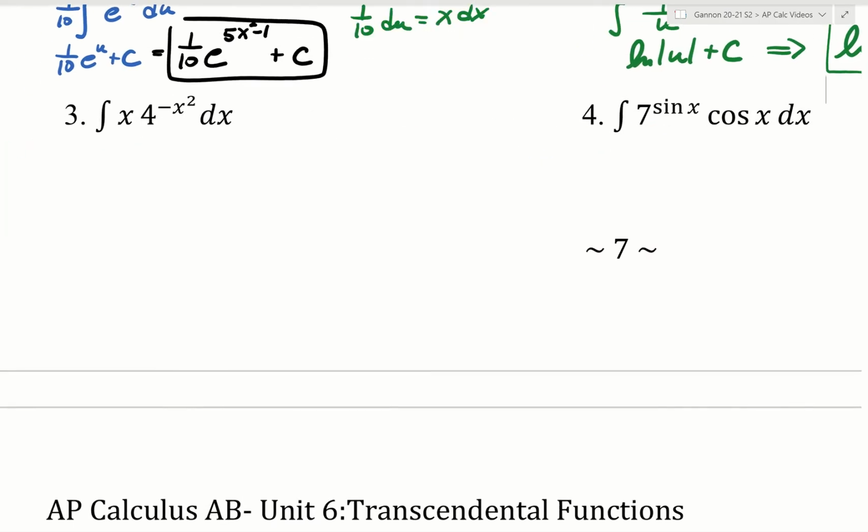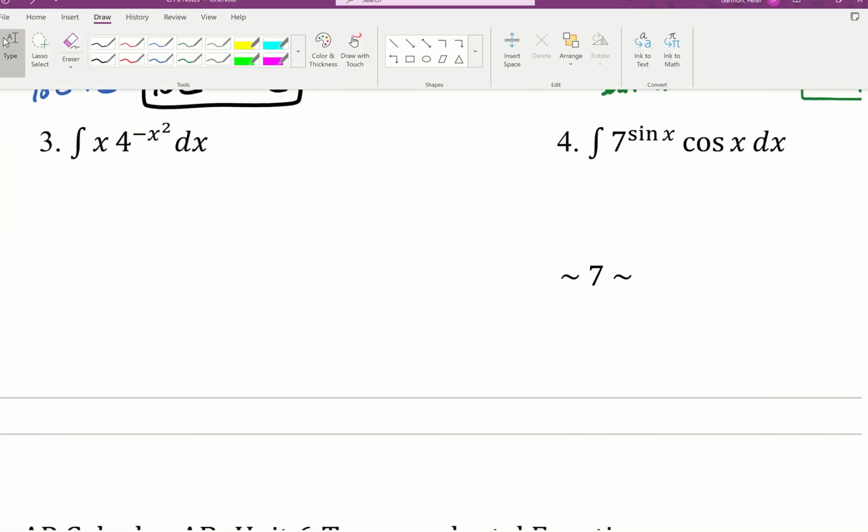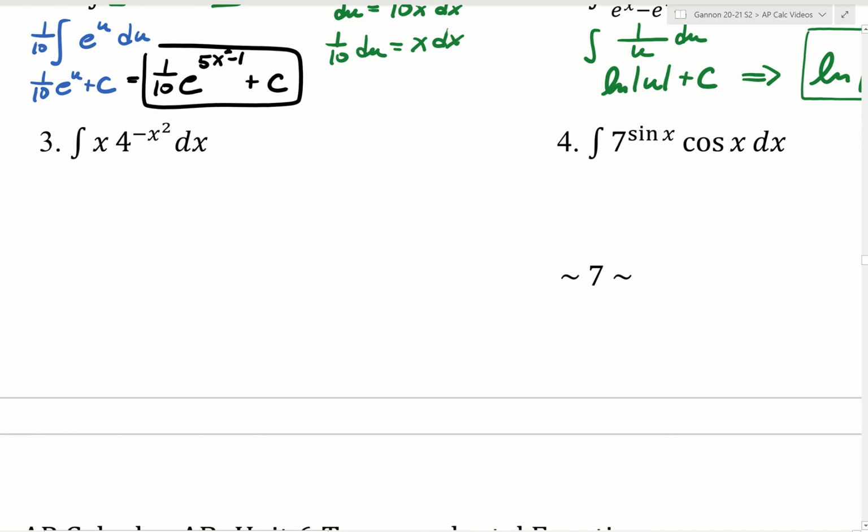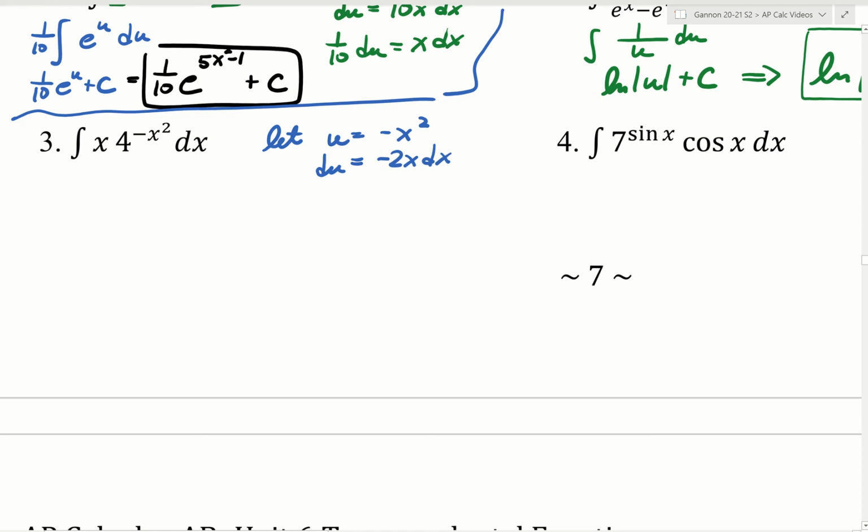Okay, so if we look at example 3, we've got x times 4 to the negative x squared. So the inner function, again, is that negative x squared. So we're going to let u equal negative x squared. du is negative 2x dx. We have x dx, so we're going to divide by that negative 2. So negative 1/2 du is x dx. We can substitute at that point. This becomes 4 to the u du.